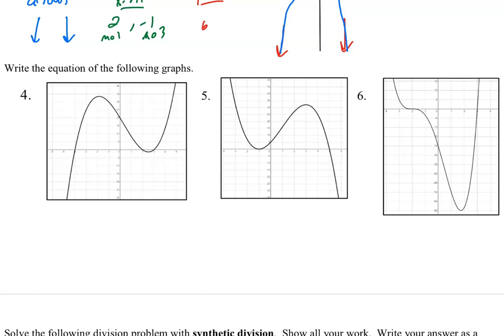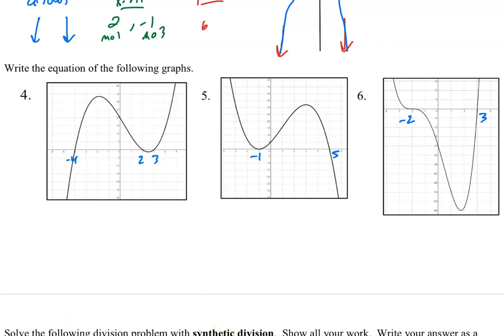It's a little hard to see, so I'll write it for you, but that one goes through -4, it goes through 2 and 3. That one bounces at -1 and goes through 5. And then that one does like a flat cross thing at -2 and it goes through 3. All right? Let me give you guys a second to see if you can write equations for that.